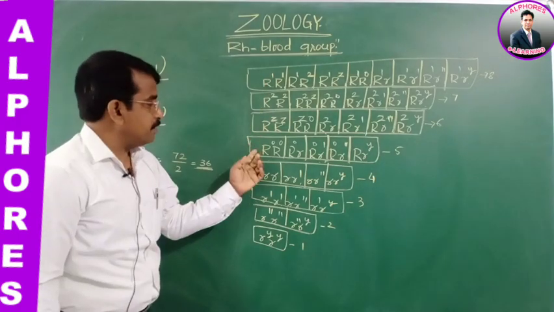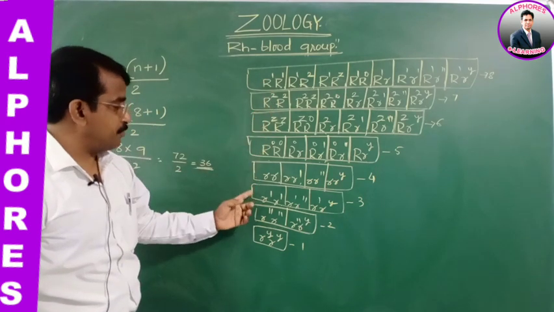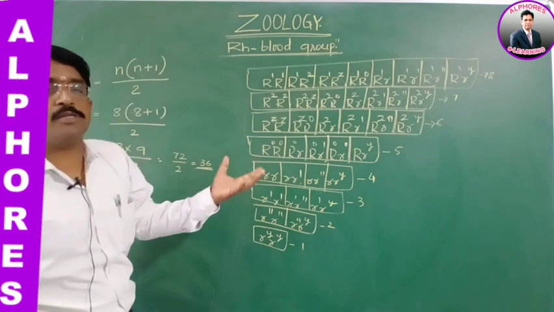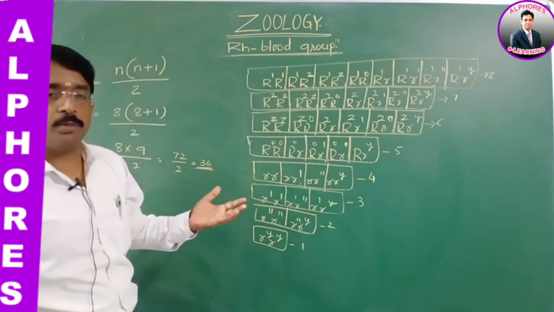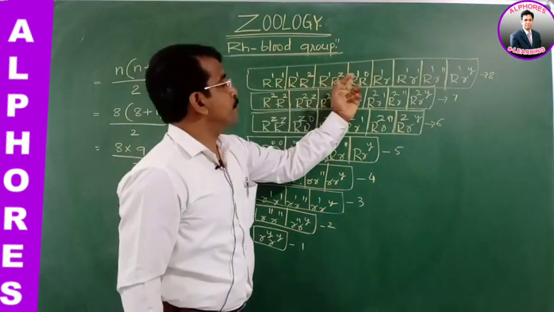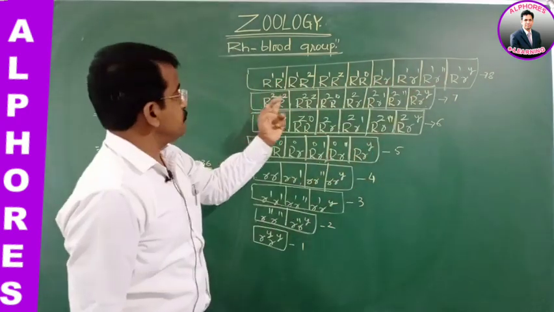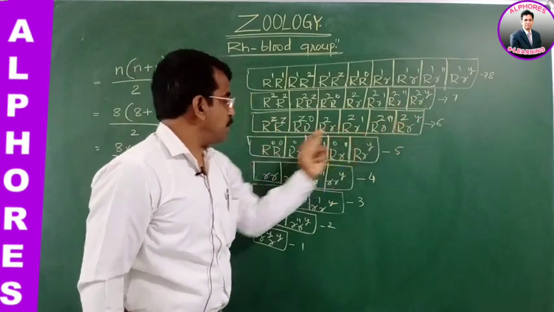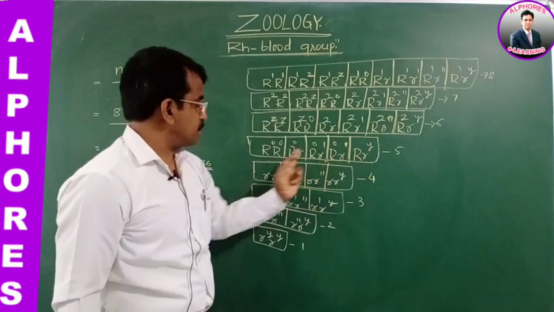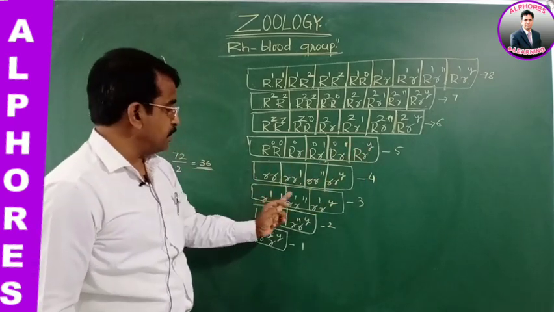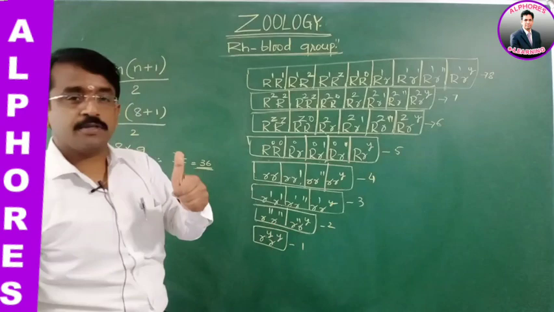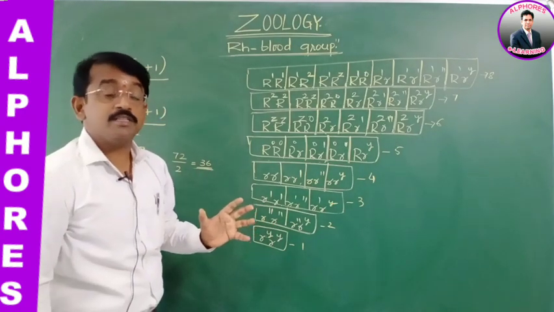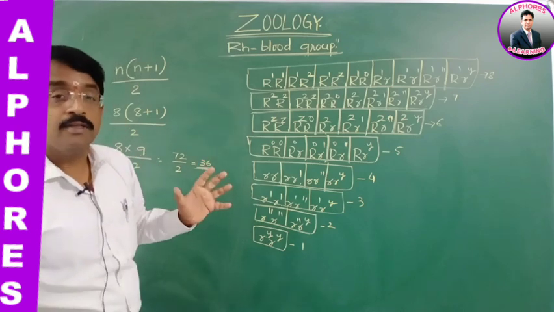If the number of alleles are 1, 2, 3, 4, 5, 6, 7, 8, the number of genotypes is 8 into 9 by 2, 8 9s are 72 by 2, 36. 1, 2, 3, 4, 5, 6, 7, 8, 9, 10, up to 36. Right? So if the number of alleles are 8, the number of genotypes are 36.